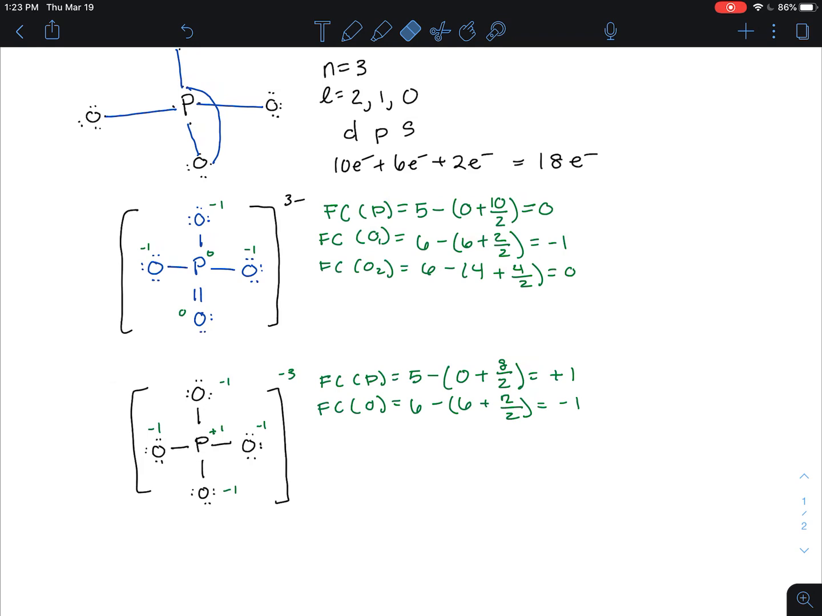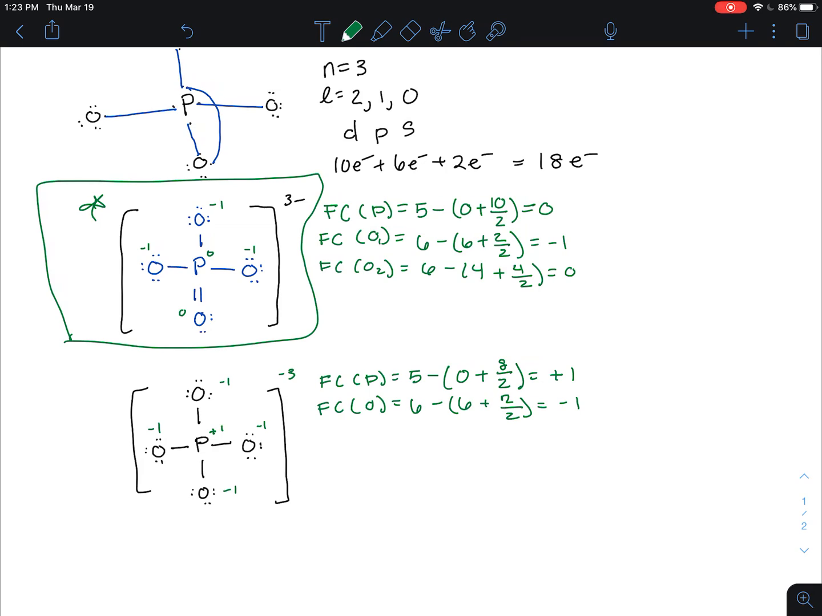Now, which one is the better structure? The top one. Why? Because even though I have an expanded octet, which I'm allowed to have since phosphorus exceeds with the d orbitals, it's in period 3 or below, I have the least amount of formal charge. So this is my best, or better, I should say, structure. Now, you'd think you're done, but you're not done.